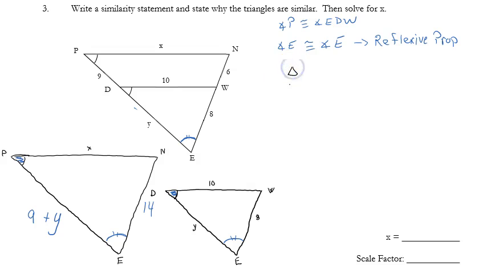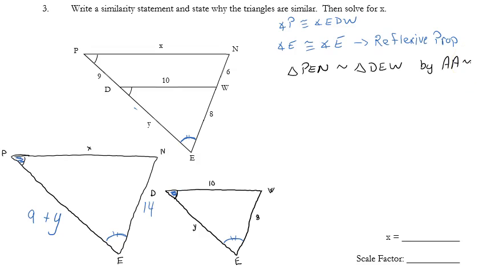Therefore, my triangles are similar. Triangle PEN is similar to triangle DEW. Make sure your corresponding congruent angles match up: P and D, E and E, N and W, by angle-angle similarity.